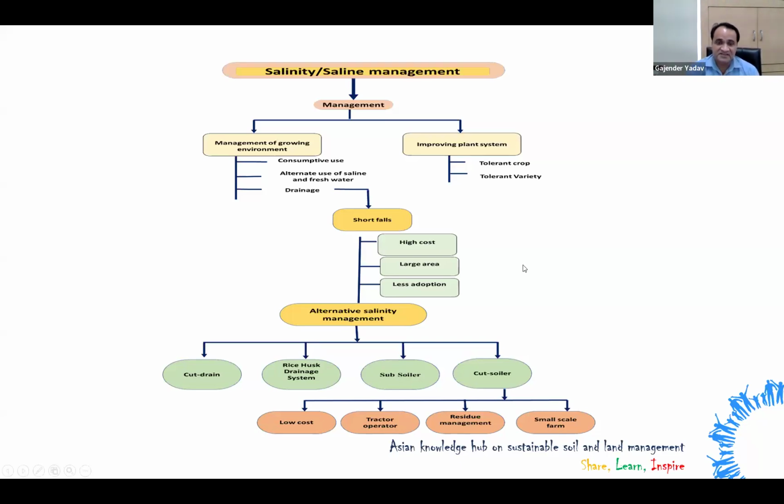So people are trying some different alternatives of subsurface drainage that can be applied on a small scale at individual farm levels. There are some approaches, but we are talking about the Cut-Soiler approach, a machine used for low-cost drainage construction. The advantage of this machine is that it is low cost. It can be operated with a simple tractor. It simultaneously manages the residue, particularly rice residue.